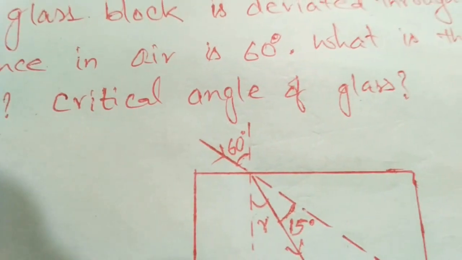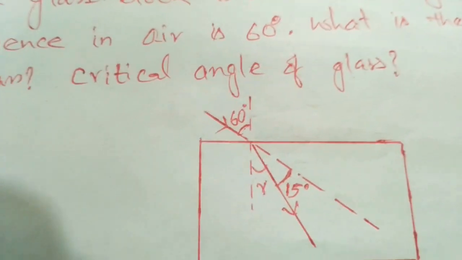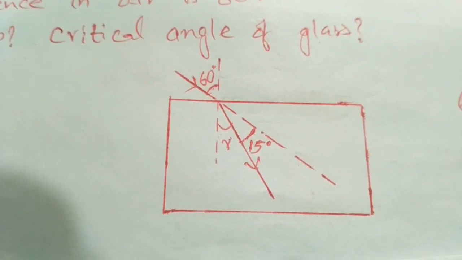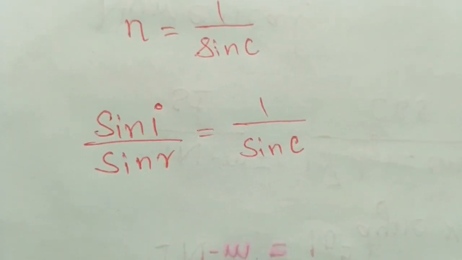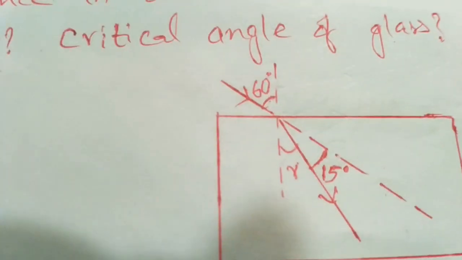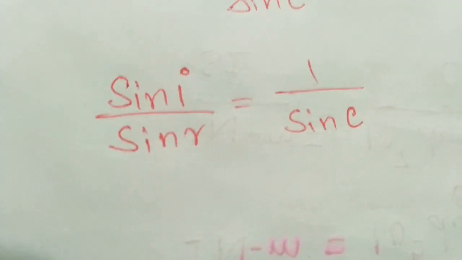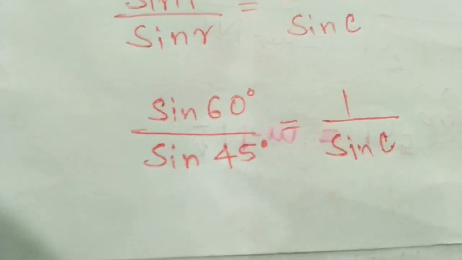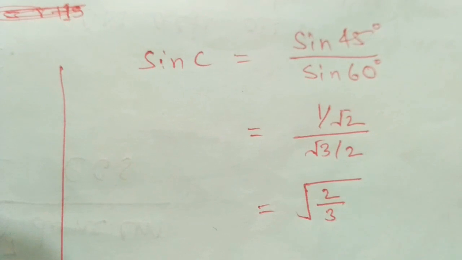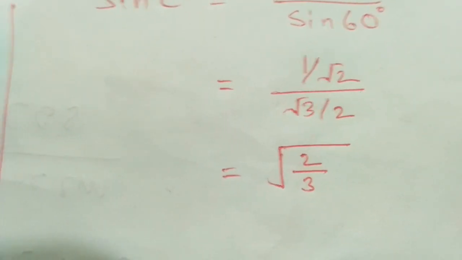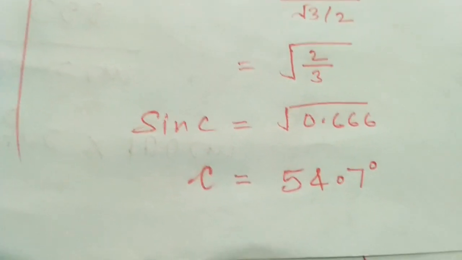The next part is to calculate the critical angle. We know that refractive index is equal to 1 upon sine C. So first of all, we have to calculate its refractive index, and then the critical angle. The angle of incidence is 60, the angle of refraction is 45, means we are having the value of sine I and sine R. Let's put that. So sine 60 upon sine 45 is equal to 1 upon sine C. On reciprocating it, and on putting the values, sine C is equal to this. On using a scientific calculator, it gives critical angle 54.7 degree.